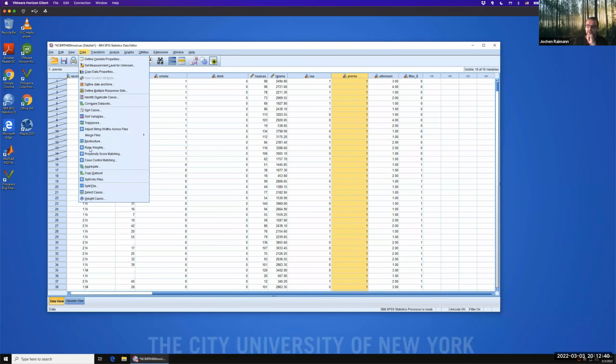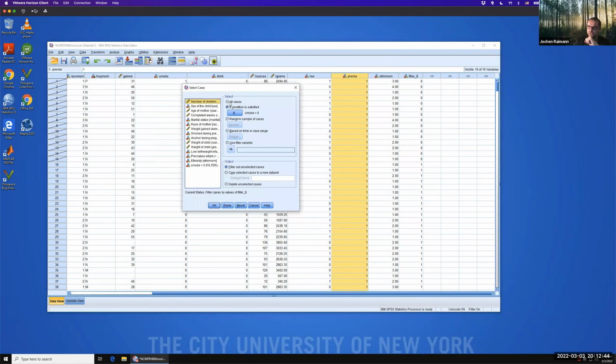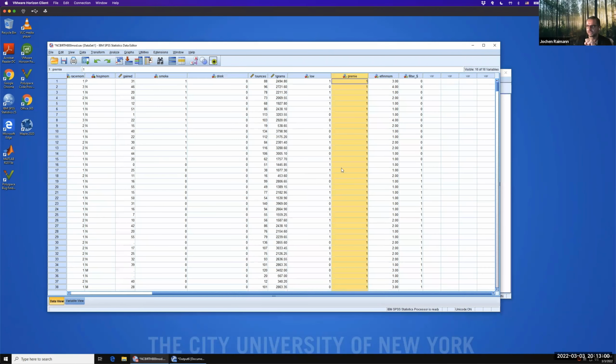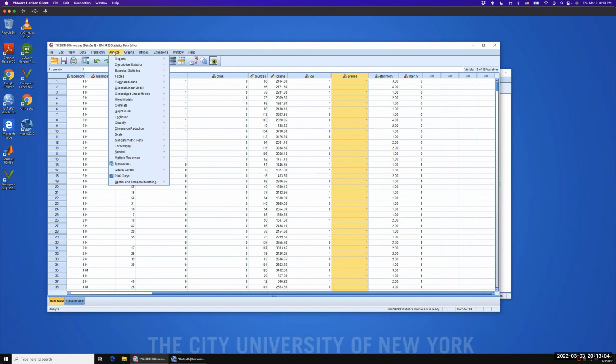So now go on data, go and select cases, and make sure that you selected all cases, because if you are excluding those that smoked or not smoked, you will not have these in the analysis. So you need to set this filter off, and now you have both groups again represented in your data set. Oh my God, that makes sense. Okay, thank you. You're welcome.